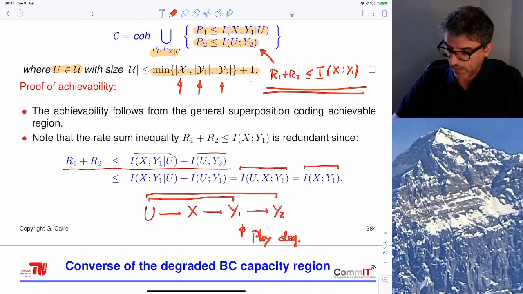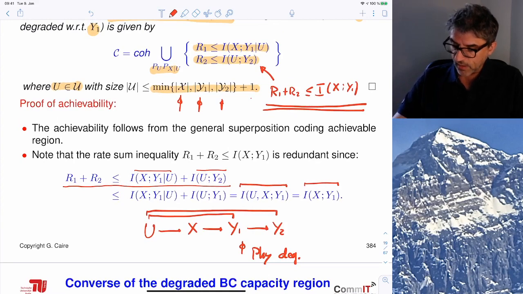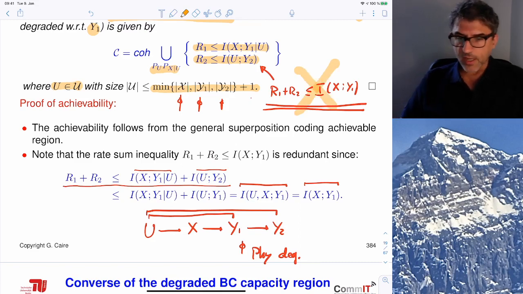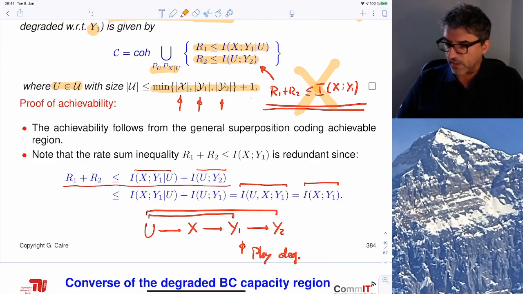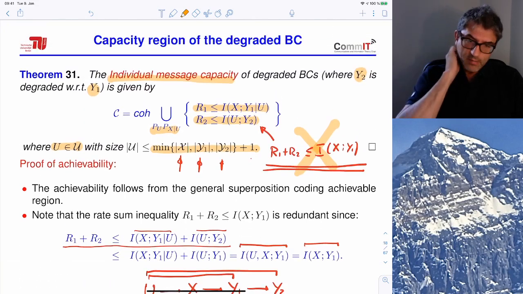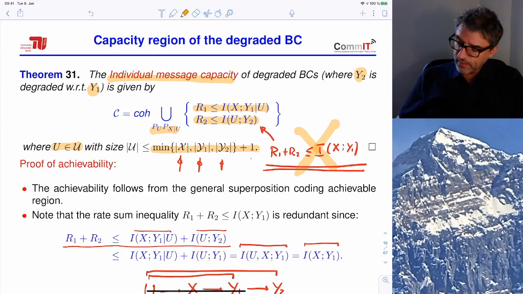So we see that in the degraded case, these two inequalities imply the third, and therefore there is no need for this inequality here. In general, for the general case, the superposition coding region has this third sum rate inequality, but for the degraded case, this becomes redundant. Okay, so this ends the proof, because we know that this region is achievable by superposition coding, so achievability is proved. Now, the real challenge is to prove the converse, so to show that this region is optimal.